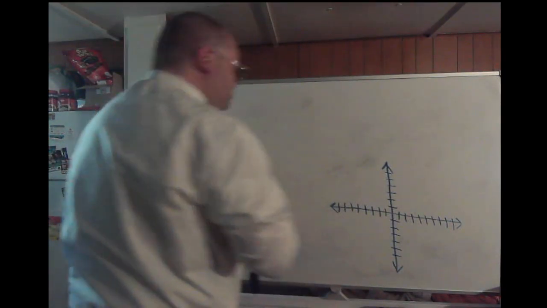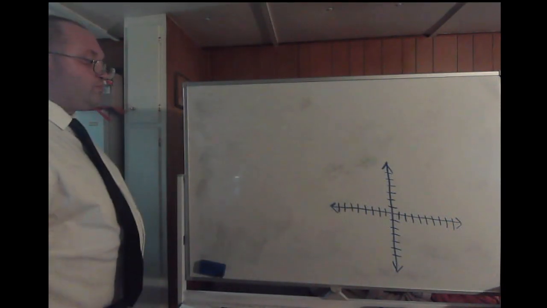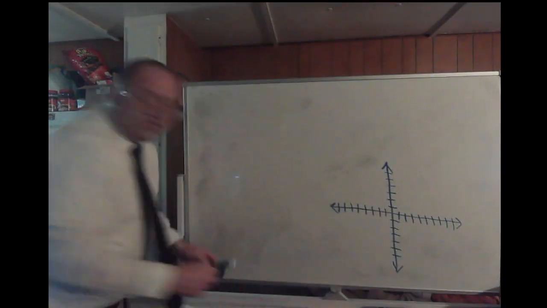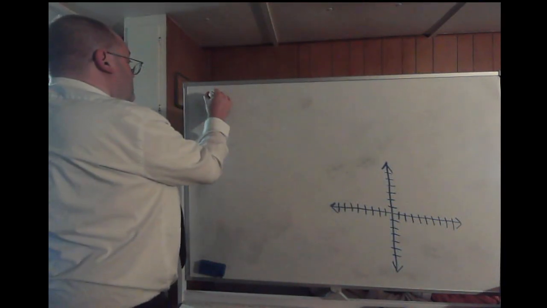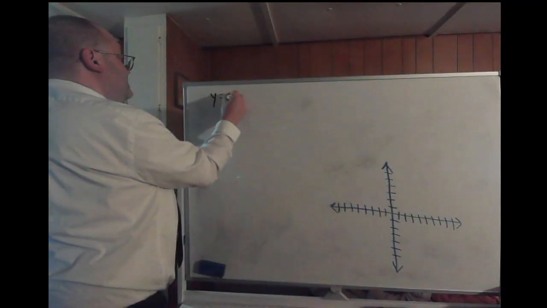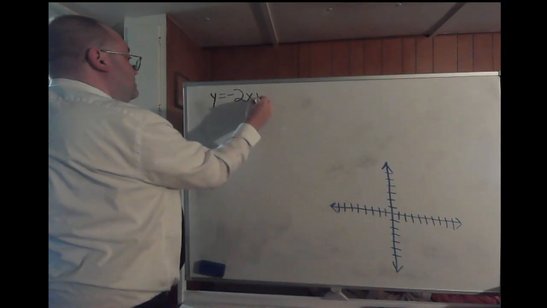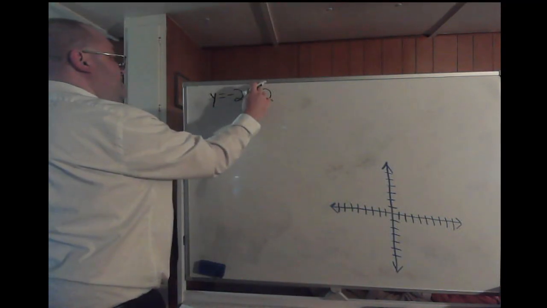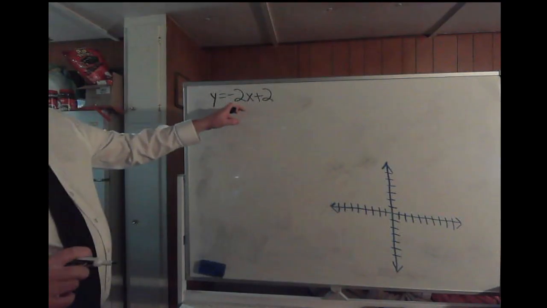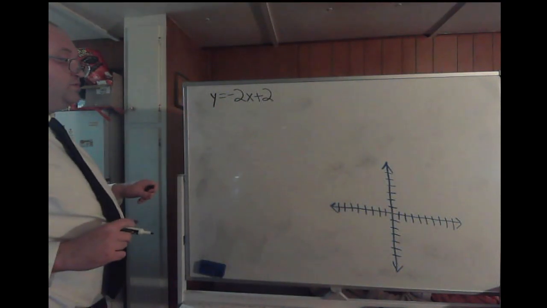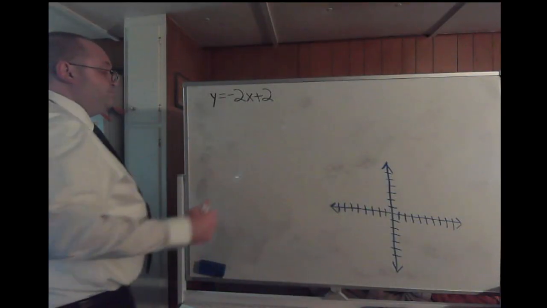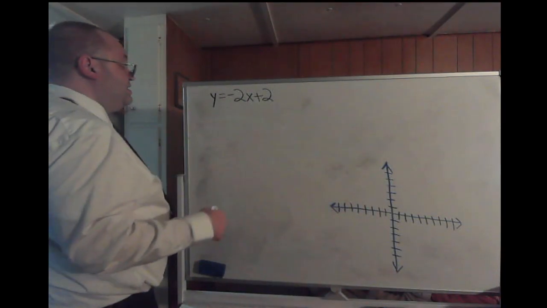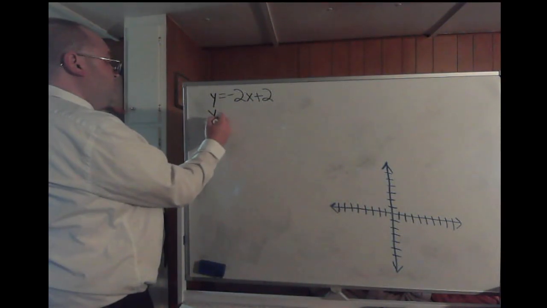Alright, so I drew my coordinate plane. This time we are going to do the equation y equals negative 2x plus 2. So suddenly we have a coefficient on the x. We have a negative 2. Well, like you would any other equation, you're just going to pick some value for x. Why not start with 0? That'd be a good one.